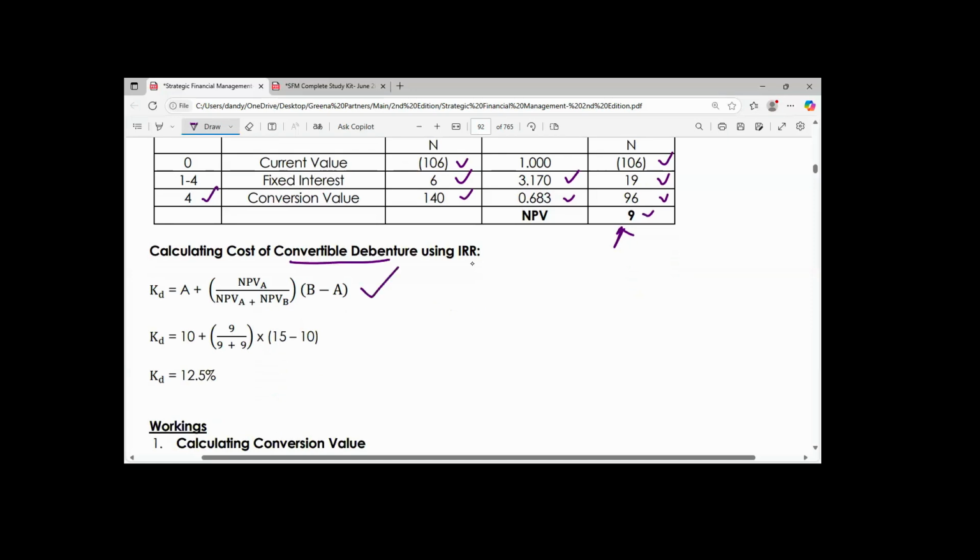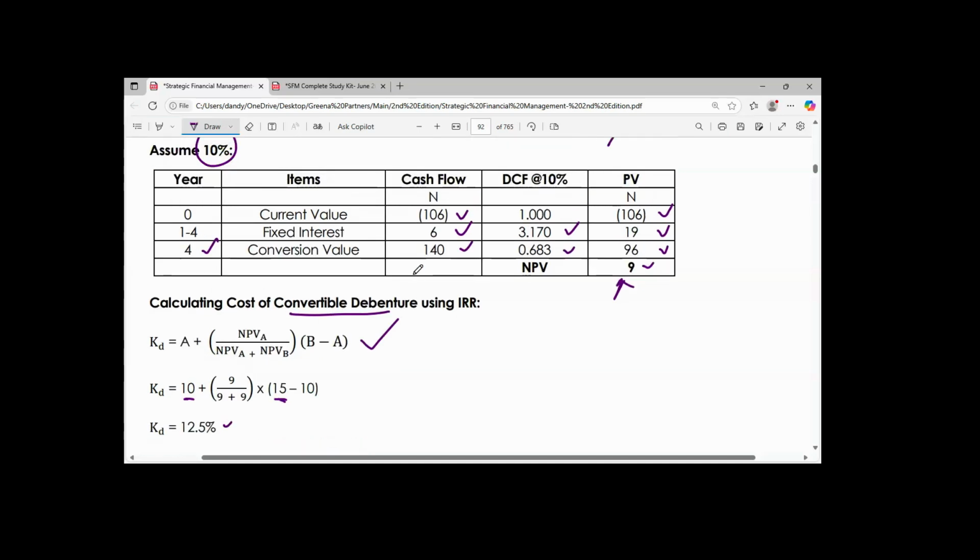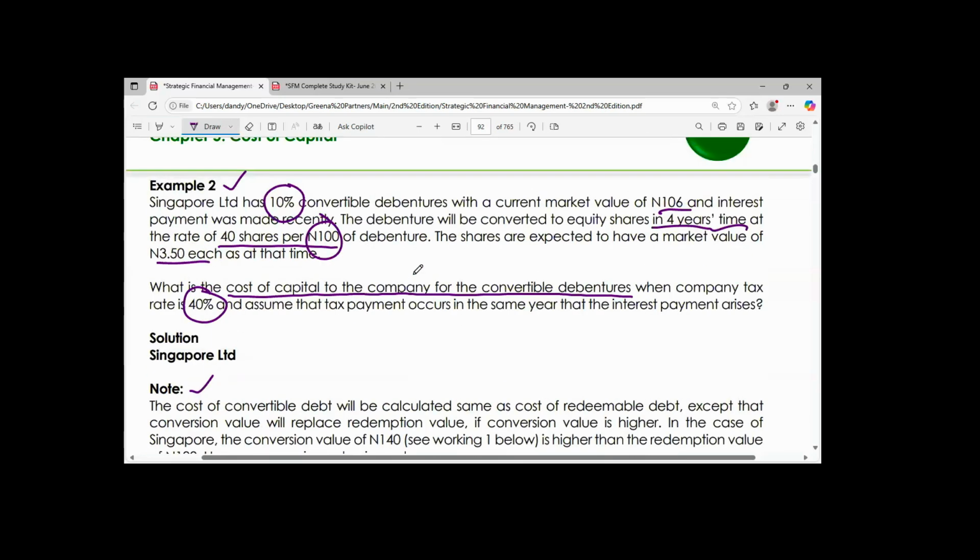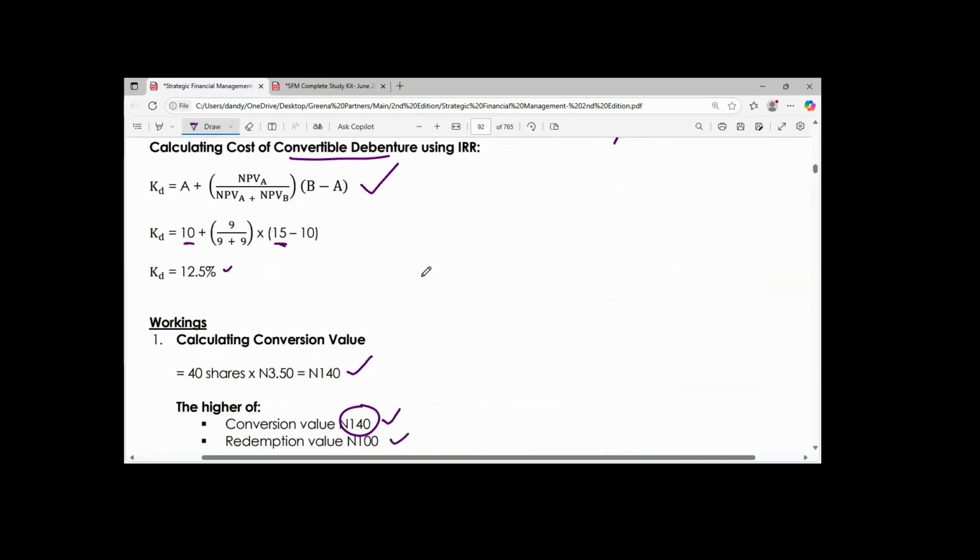Of course, you're already familiar with this formula. We assume 10% and also 15%. 10% is the lower discount rate. The NPV at the lower discount rate is 9, and the NPV at the higher discount rate is also 9. 9 divided by 18 gives us 50%. So 50% of the difference between 15 and 10, which is 2.5. 2.5 plus 10 gives us 12.5. Therefore, the cost of the convertible securities for Singapore Limited is approximately 13%.